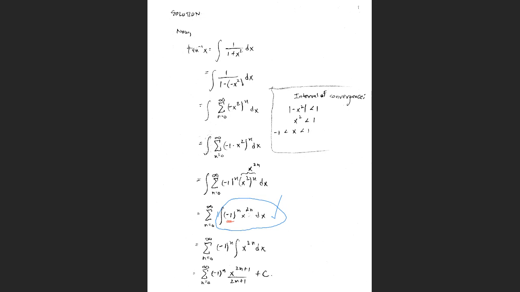Good, Nathan. So therefore, I can bring negative 1 to the nth power out in front of the integral. And then the integral of x to the 2nth power is just x to the 2n plus first power divided by 2n plus 1. And then we do have a constant of integration. This constant of integration is equal to the sum of all the little constants of integration from each integral as n goes from 0 to infinity.